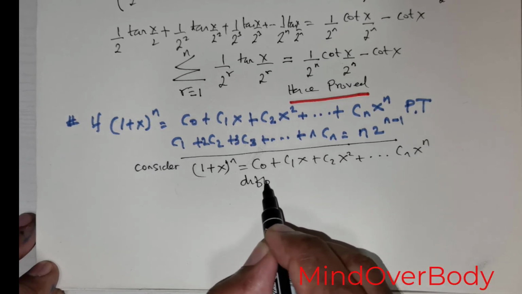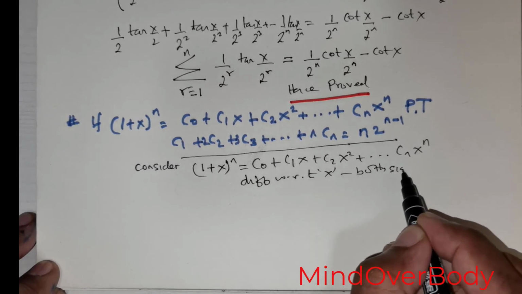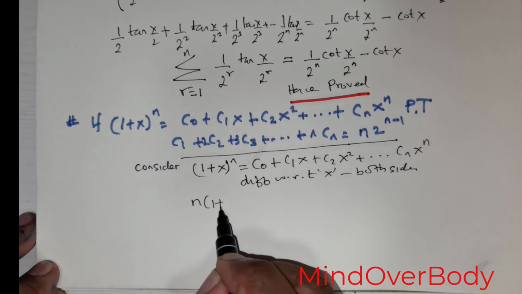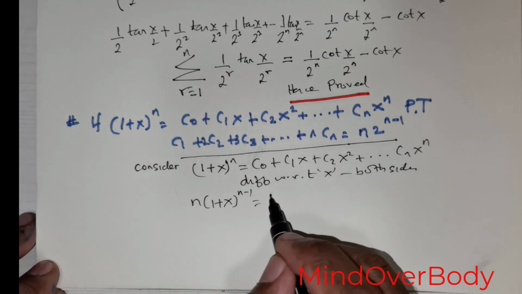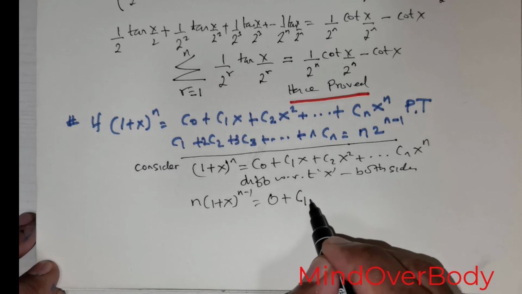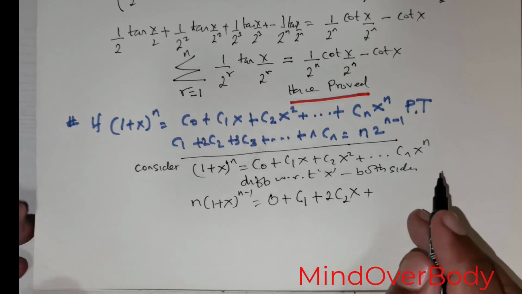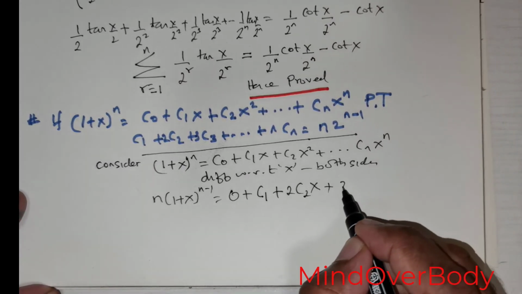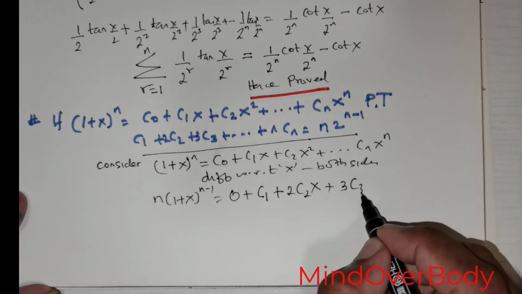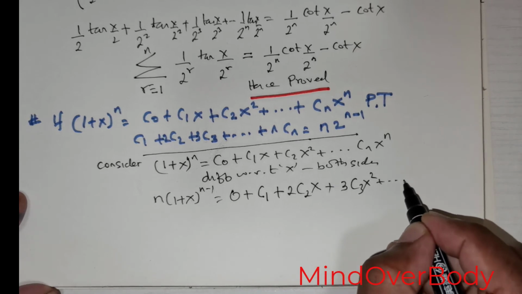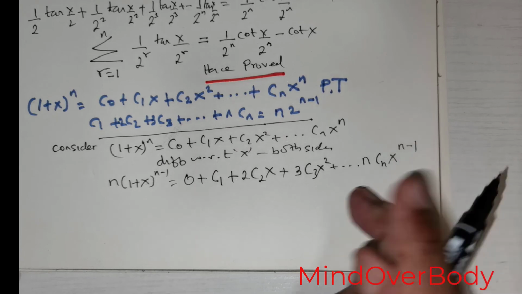So what I will do is I will be differentiating with respect to x both sides. So when we do that, this is going to be n times 1 positive x raised to the power of n negative 1. Differential of c0 is 0. Differential of c1x gives me c1. This is going to give me 2 times c2 times x, and the next term would be c3x to the power of 3. So it's going to be 3 times c3 x to the power of 2 plus etc. The last term is going to give me n times cn x raised to the power of n negative 1. So this is what we have got.